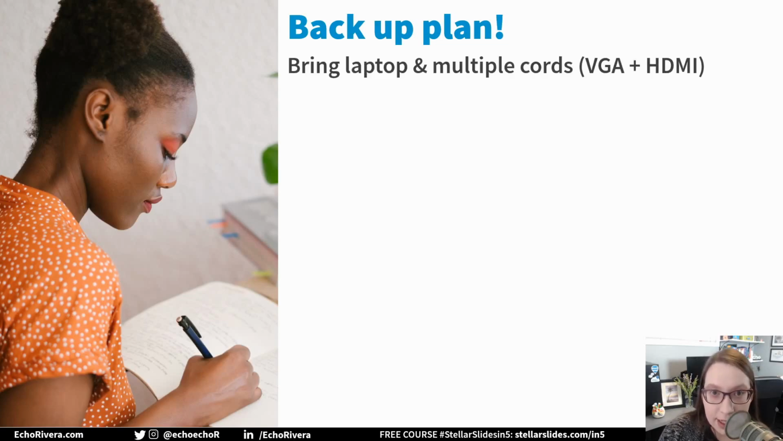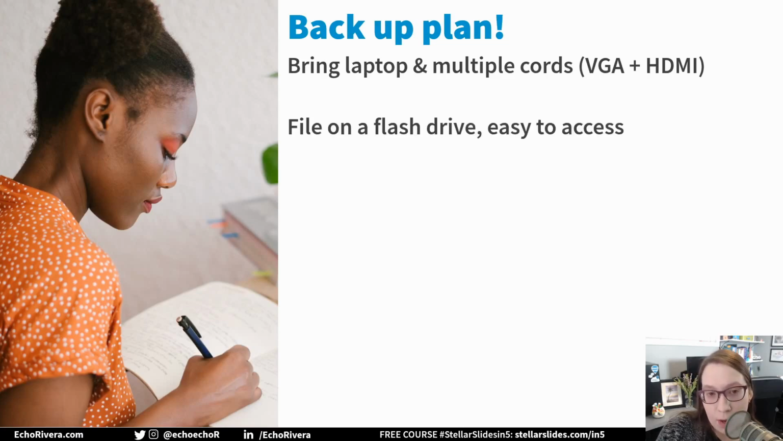The main thing is bring your own laptop and have multiple cords and adapters. Have a VGA and an HDMI because some will only take one of those and not the other. It's just really hard to know. But if you bring your own laptop and insist that you use that, it's going to cover you for a lot of those potential problems.